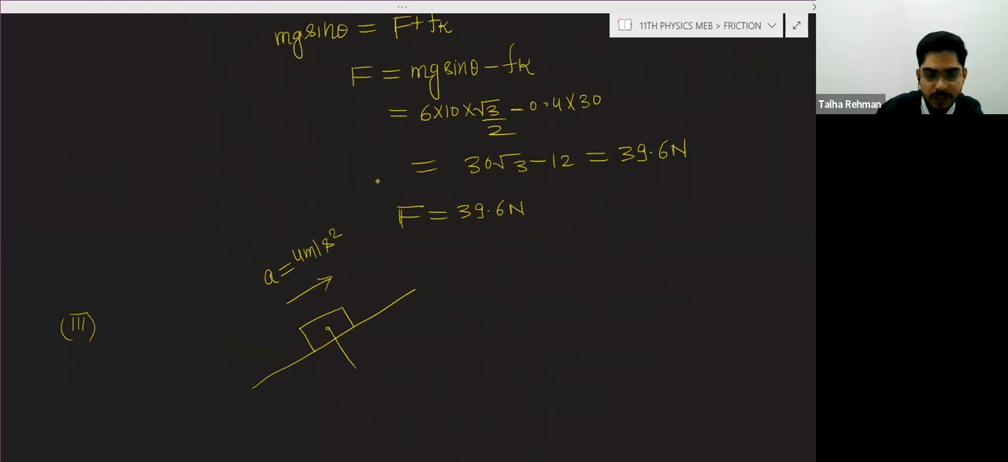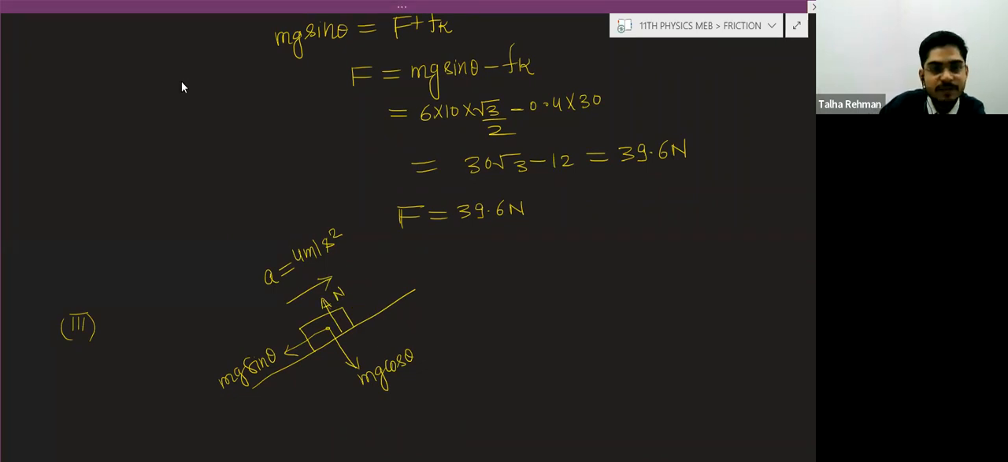Okay, so in this direction, mg cos theta again, perpendicular to the plane, the component of the weight will be mg cos theta, and in this direction, mg sin theta. Now, there will be the normal reaction also, and this block this time is moving in this direction.